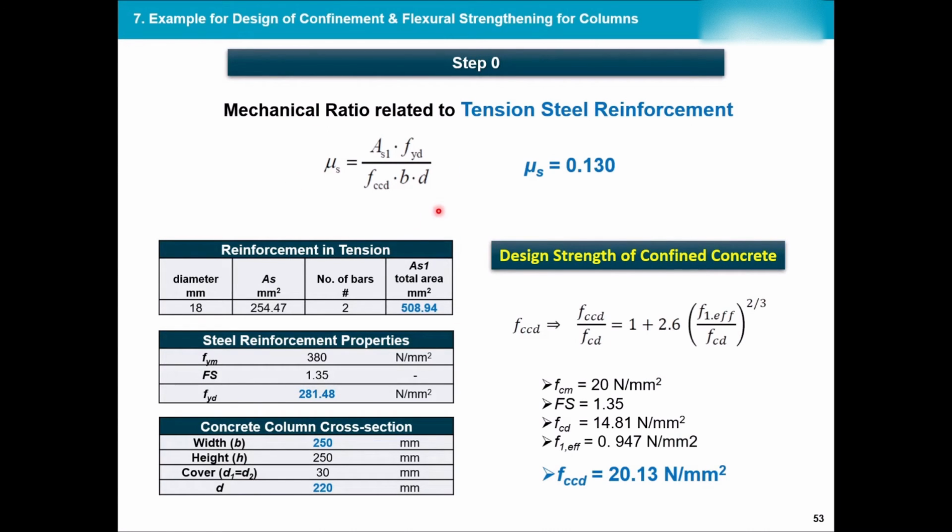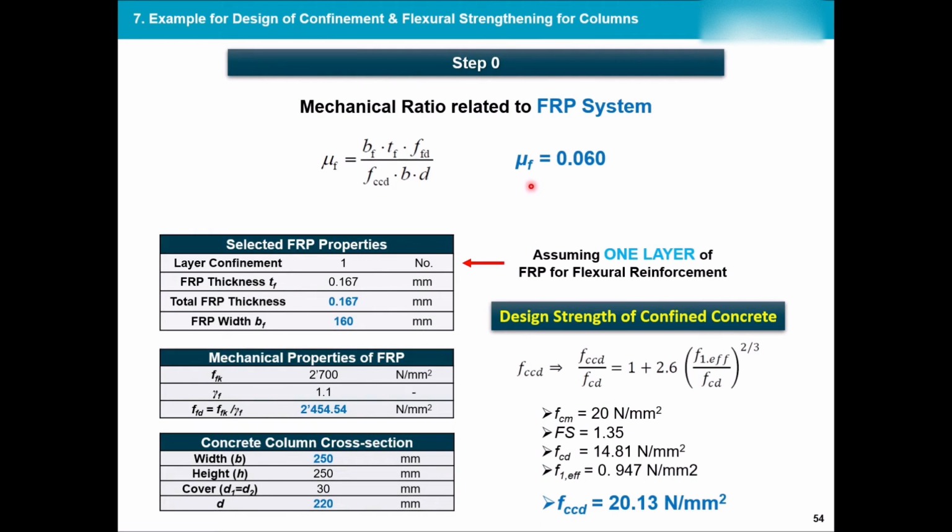So mechanical ratio from step 0 for the tensile steel reinforcement. I have the D, I have the B, I have FCCD, which I just calculated in the previous step. And I have the area of my steel as well as the design yield strength of them. So μs, done. The same thing happens for μf, the mechanical ratio relation for the FRP system.